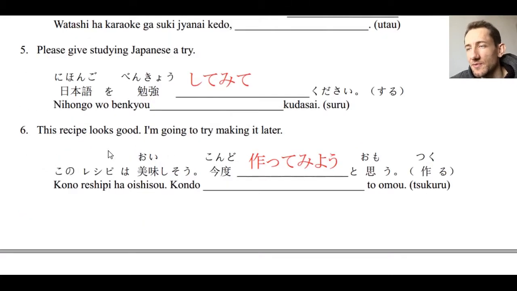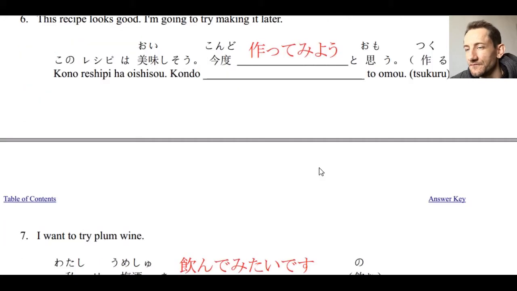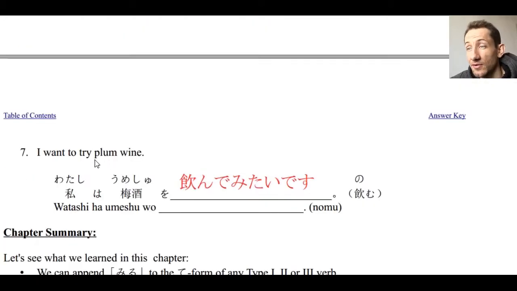Number 6, this recipe looks good. I'm going to try making it later. このレシピは美味しそう。今度作ってみようと思う。So we have the よう と思う. Remember a couple chapters back we talked about using the volitional form with と思う. 作ってみようと思う. This is talking about like I'm going to try making it later. Like I have a strong intention to do that. Number 7, the last one, I want to try plum wine.